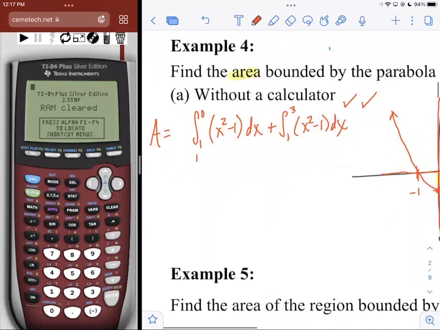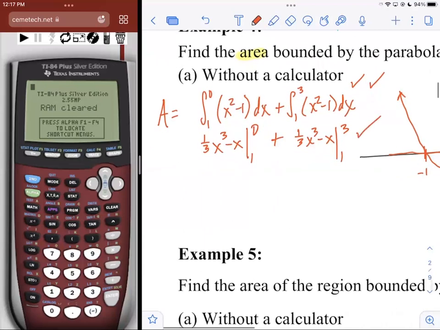So the first one, we get 1/3 x cubed minus x. Don't need the plus c. We'll evaluate it from 0 to 1. Hey, and it's the same antiderivative, isn't it? 1/3 x cubed minus x from 1 to 3. All right. And that would get you another check on a free response.